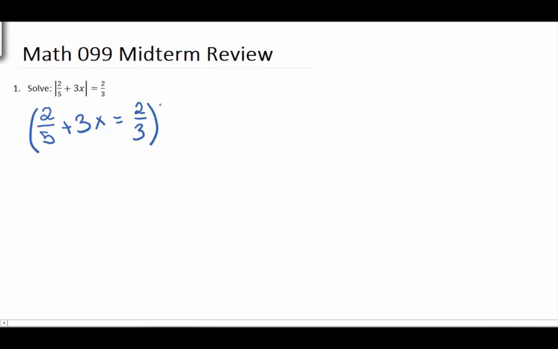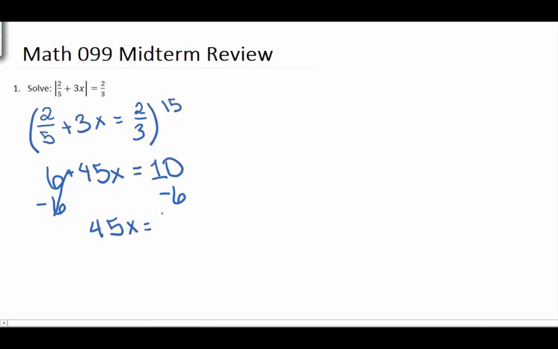Anytime we have fractions, we'll find the common denominator, which in this case is 15, and we'll multiply everything by 15. 2/5 times 15 is 6, plus 3x times 15 is 45x, is equal to 2/3 times 15 is 10. Getting the constants on the same side, we'll subtract 6. This leaves us with 45x is equal to 4.